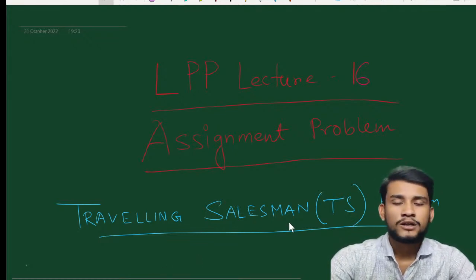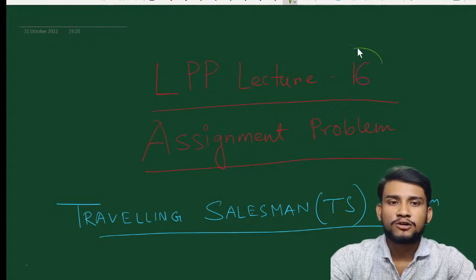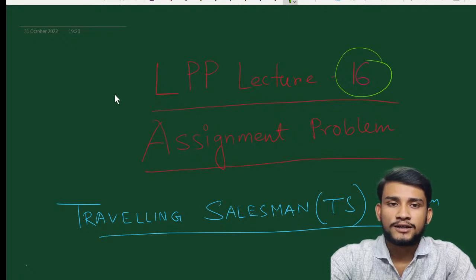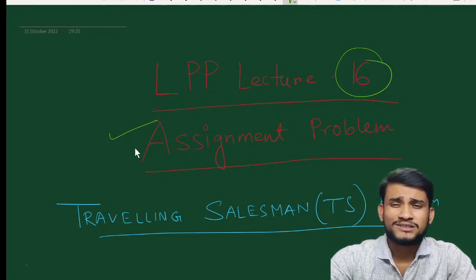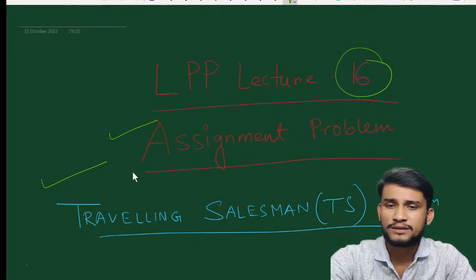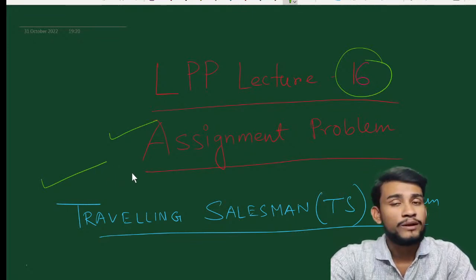Hello everyone, welcome back to lecture 16 of our LPP course. In lecture 15 we started the assignment problem. We discussed some theorems and results of the assignment problem and one example. In this lecture we'll discuss some more results and then the traveling salesman problem, which is a type of assignment problem.